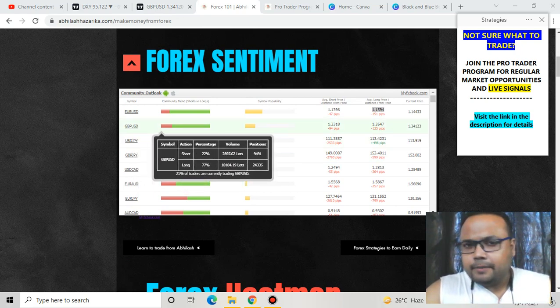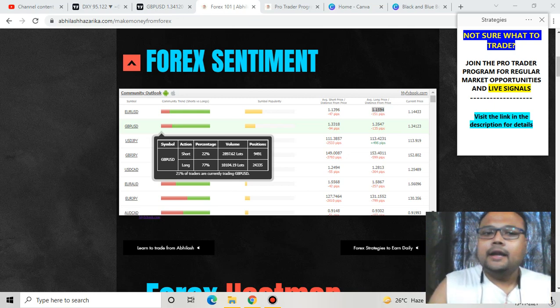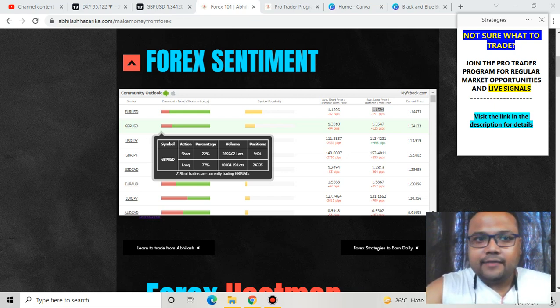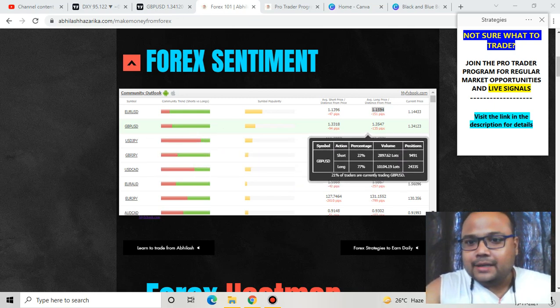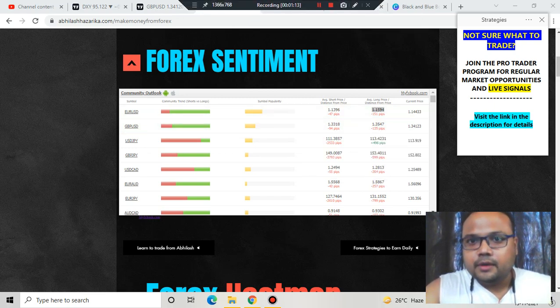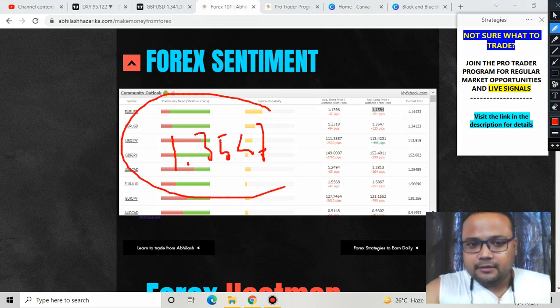Here is our beloved GBP USD, and only 22% of retail traders have taken a short position, or a sell position, thinking that the market will be going down. On the other hand, 77% of retail traders have taken a long position hoping that the market would be going up. And the average buying price, you can see, is 1.3547. This is the average buying price where they have taken a buy position.